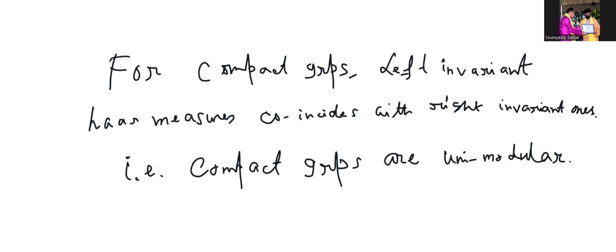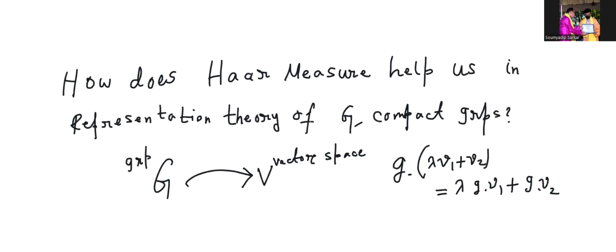And now I want to talk about representation theory, which is my area of interest. How does Haar measure help us in the representation theory of compact groups? So first let me recall the definition of a representation. A representation means a group is acting on a vector space in a linear way. Now of course, if some group is acting on a vector space, this action better be compatible with the structure of the space. On a vector space, I have a linear structure. So I want this action to be compatible with the linear structure that is already given on my vector space.